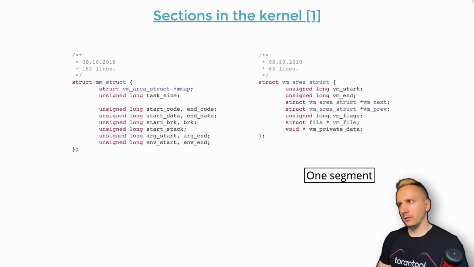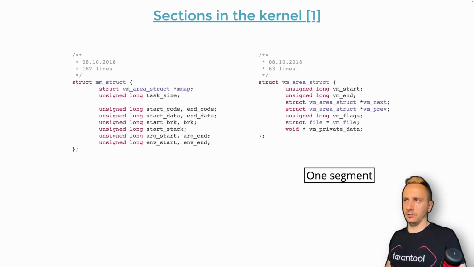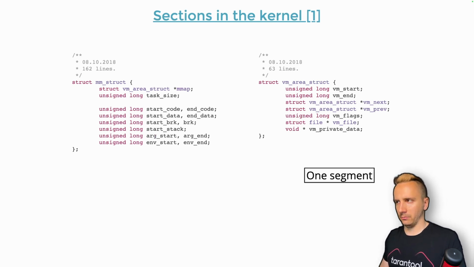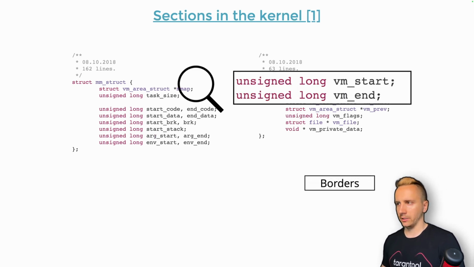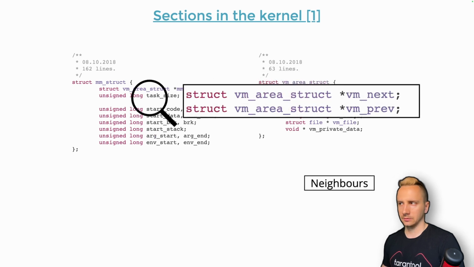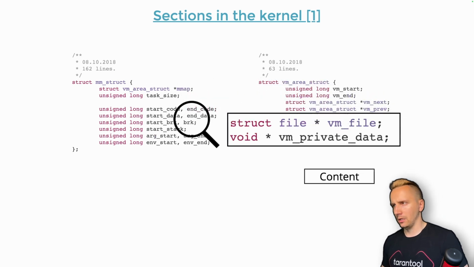Those VM areas tracked are also called VMAs. It's a common term, also used in the literature, so it makes sense to remember it. Each of them stores the start and end of the section, the links of the list, vm_next and vm_prev, and the flags, like what you can do with this memory, whether it is readable, writable, or whatever. And it also stores where this memory is backed. So what is the physical storage of the memory?